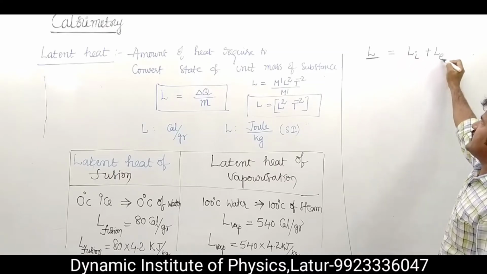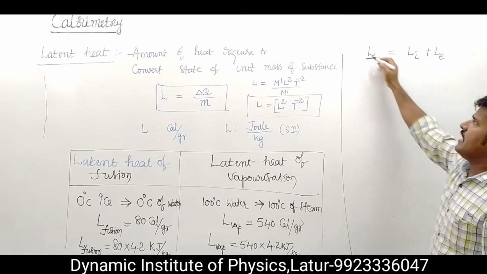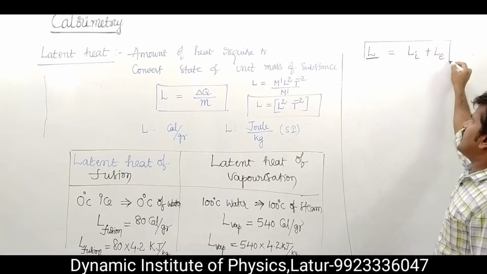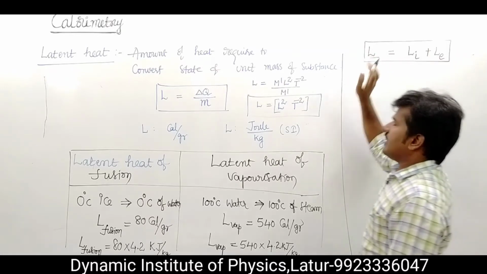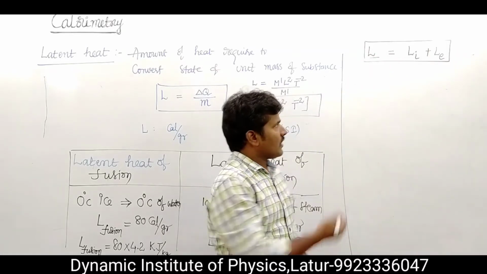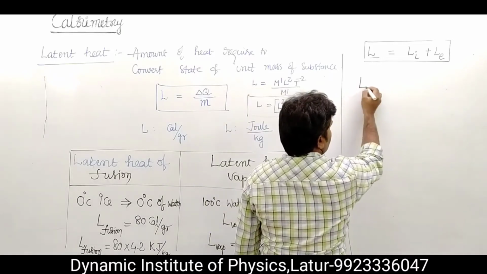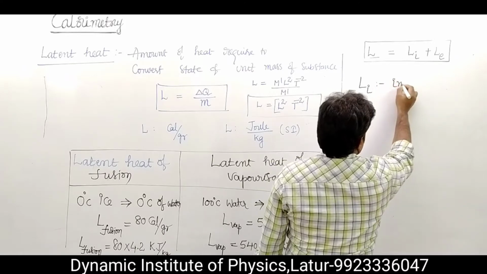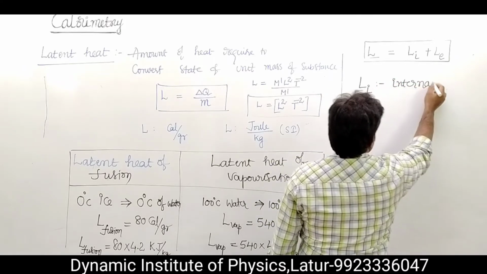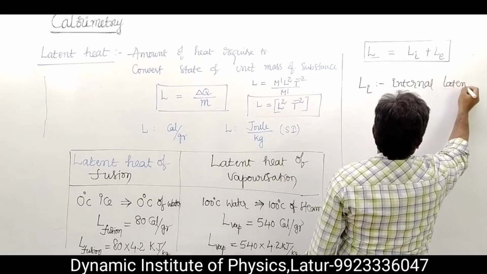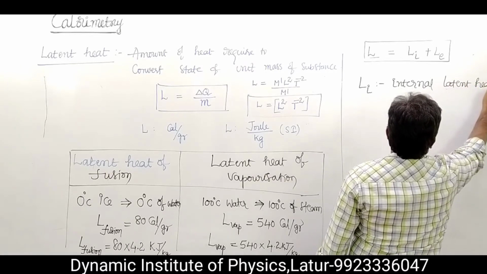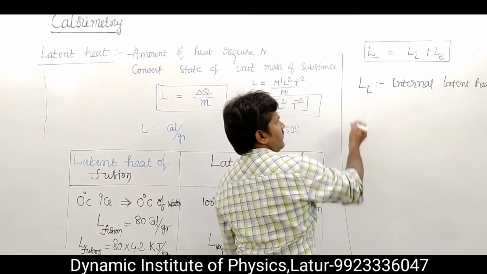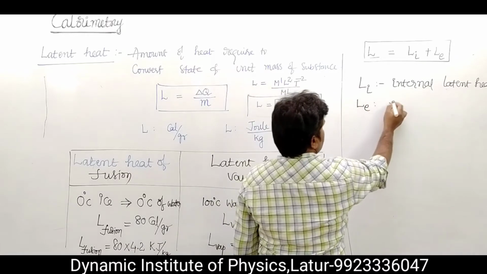But we consider this latent heat L as Li plus Le. One is internal latent heat, another one is external latent heat, Li plus Le. Li is internal latent heat. So what is this internal latent heat, and what is external latent heat?